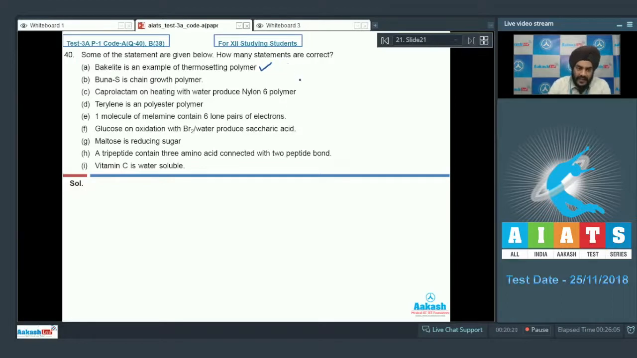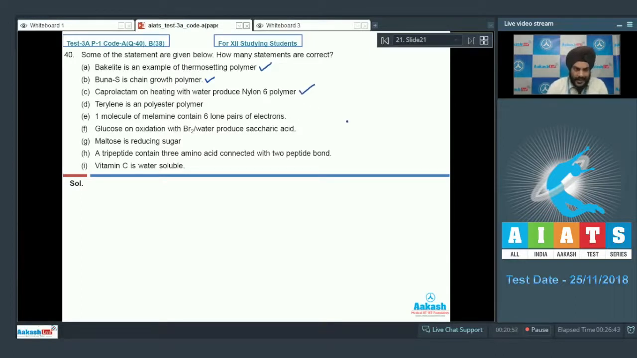Buna S is a chain growth polymer. This statement is also correct, students. Buna S is formed by the addition polymerization of butadiene and styrene. So it is a chain growth polymer and not a step growth polymer. It is not a condensation polymer. Caprolactam on heating with water produces nylon 6 polymer. Yes, students, this is correct. Caprolactam on hydrolysis undergoes ring opening, which on further polymerization forms the nylon 6 polymer.